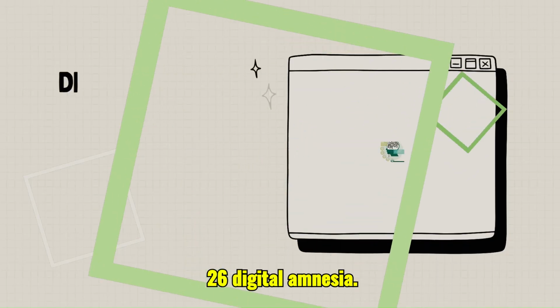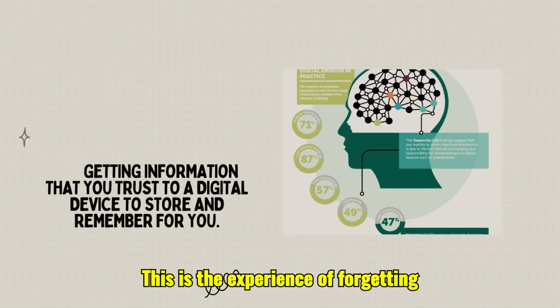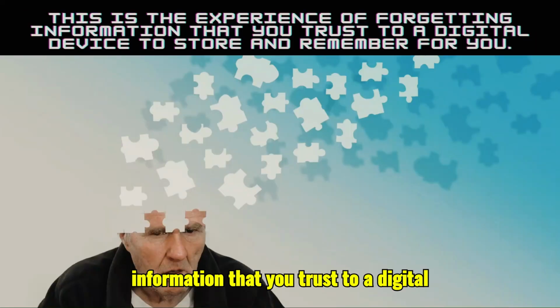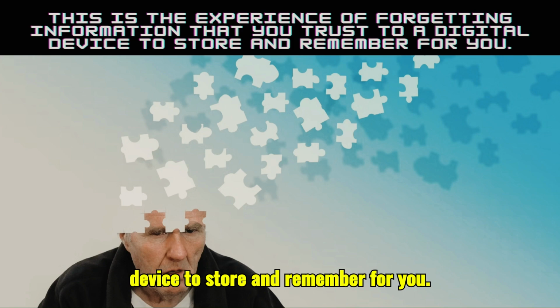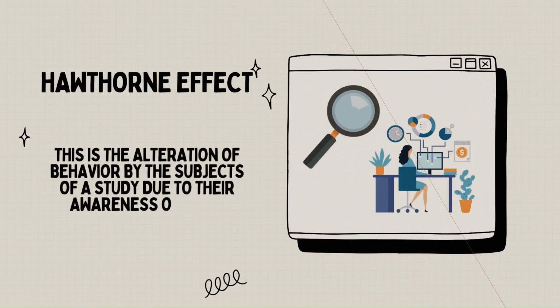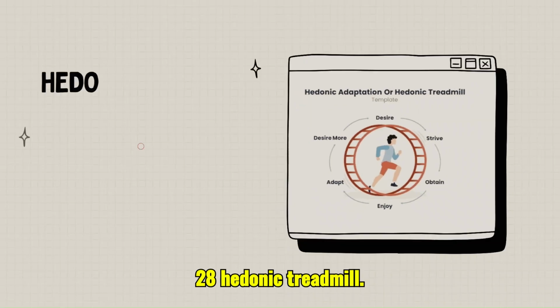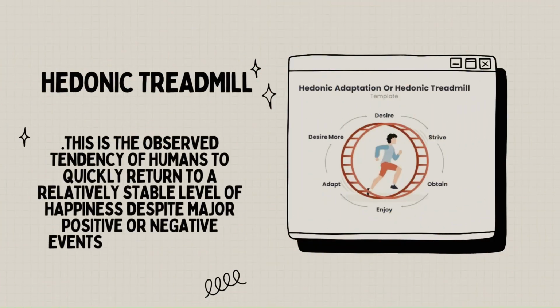26. Digital amnesia. This is the experience of forgetting information that you trust to a digital device to store and remember for you. 27. Hawthorne effect. This is the alteration of behavior by the subjects of a study due to their awareness of being observed. 28. Hedonic treadmill.